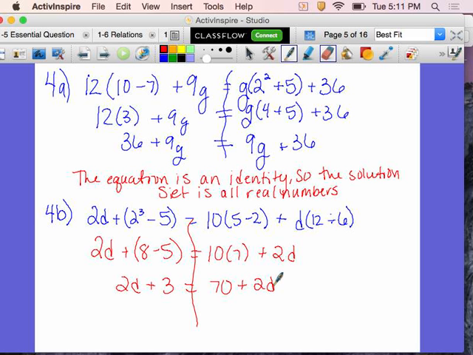You might stop here because you know that your variables are going to cancel, but if you don't recognize that yet, then you would have subtracted 2d from both sides. And they cancel out because there's 0 left, so 3 equals, cancel it out, there's nothing left over there either. And we get a false statement, so no solution.